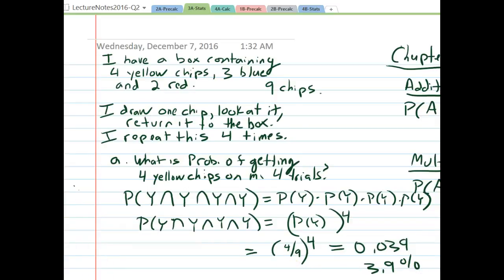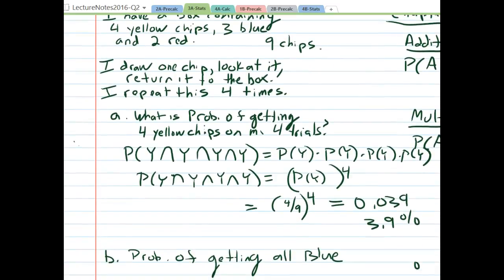Now, the interpretation of that is that if I repeat this experiment many times, the experiment being 4 pulls with replacement, about 4% of the time that I do that experiment, I will expect to get all yellows. So not very often, but 4 out of 100 times I could expect in the long run to get 4 yellow chips out of 4 chips that I pull sequentially.